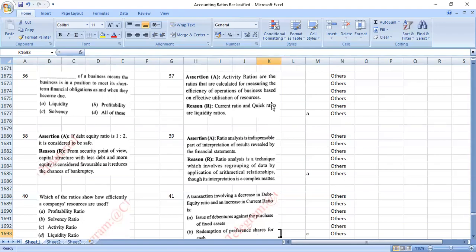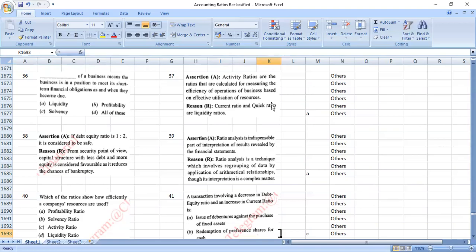If debt equity ratio is 1:2, it is considered to be safe. From a security point of view, capital structure with less debt and more equity is considered favorable as it reduces chances of bankruptcy. A is true. Up to a debt equity ratio of 2:1, we are safe. From a security point of view, why is it safe? Because with less debt and more equity, chances of bankruptcy are lower. So question 38: assertion and reason are both correct, and they are the correct explanations of each other.